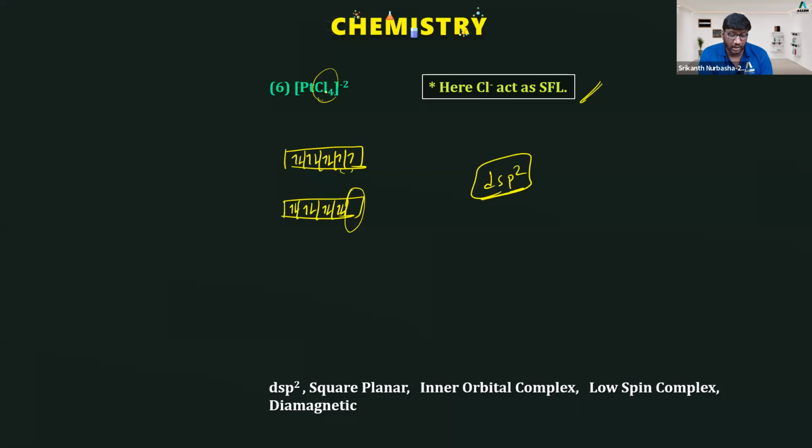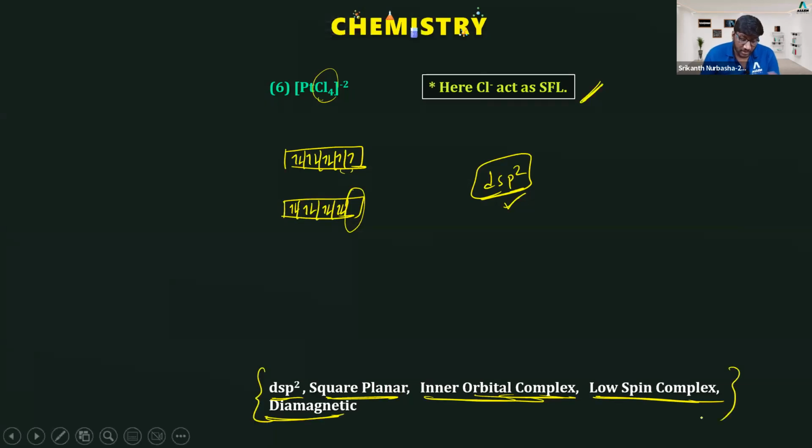Each ligand will give 2 electrons. 4 ligands will give 4 into 2, 8 electrons. 8 electrons can be occupied by 4 vacant orbitals. What are those? One d, one s, and two p. Since it is not a 3d series element, all the ligands act as strong field ligands. So dsp2 means square planar, and an inner orbital complex, because pairing happened and inner orbitals have been used. Because pairing happened, low spin, and no unpaired electrons, so diamagnetic. Got this? [PtCl4]2-.